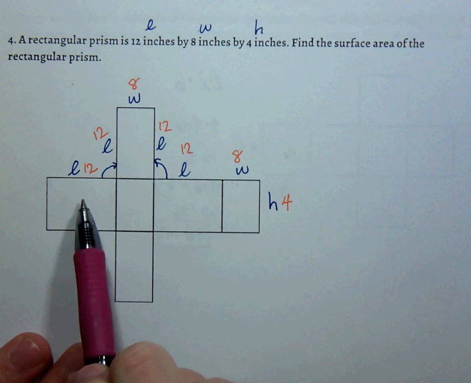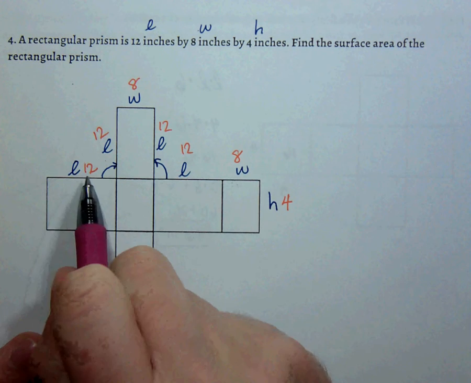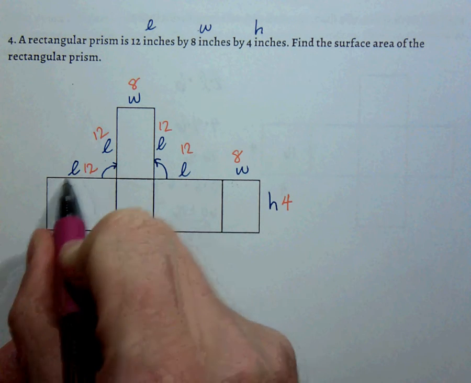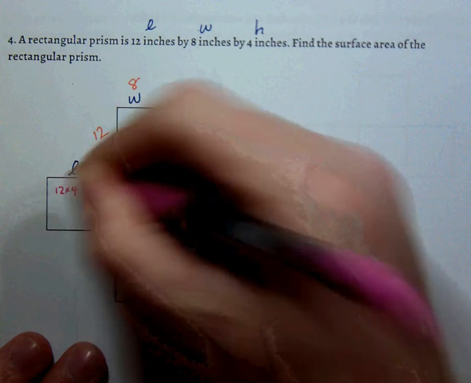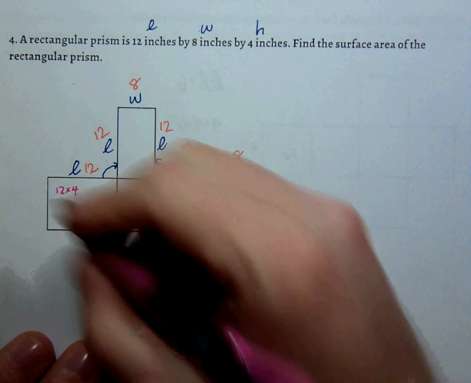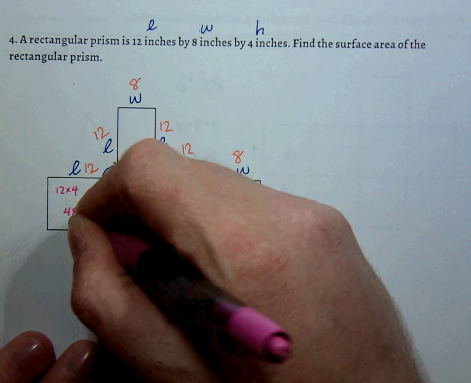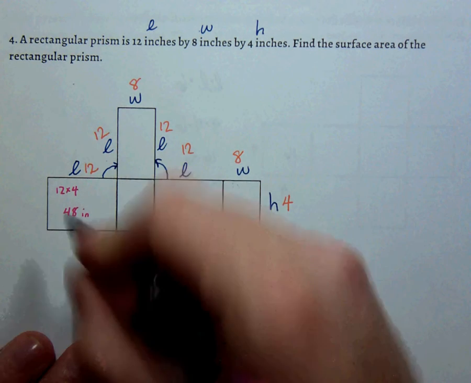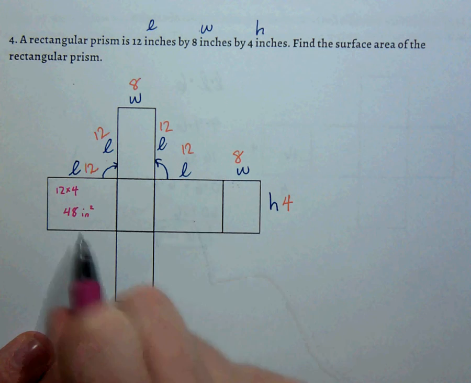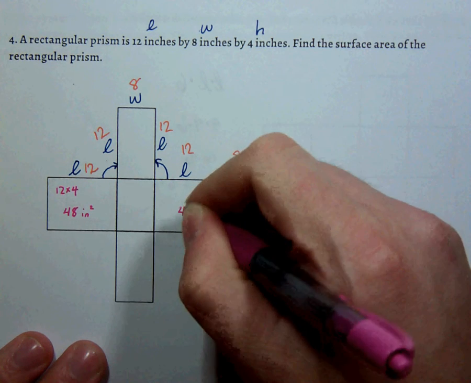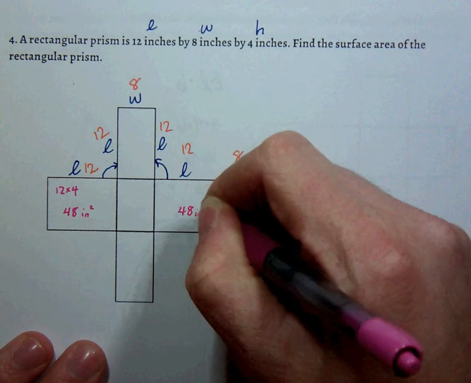So this one right here, let's start with this one. This is the base length times height. This is going to be 12 times 4. So 12 times 4 is 48. So this one is 48 inches squared. If this one is 48 inches squared, remember it's the same. Every other one is the same. So this one is 48 inches squared.